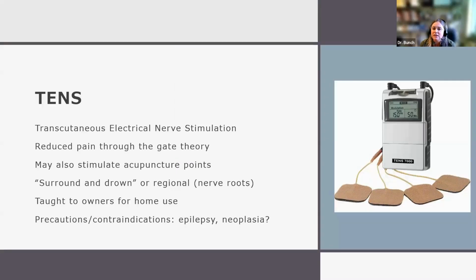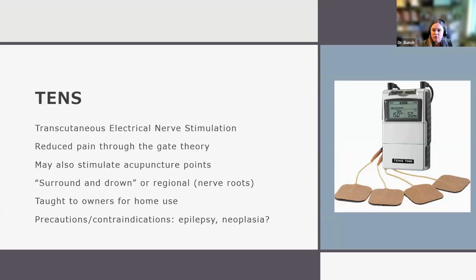TENS, so transcutaneous electrical nerve stimulation. Some of you may have used these on yourself, especially when you're dealing with back pain. This is working through reducing pain again through that gate theory, giving that other stimulus, which acupuncture often is said to have a TENS-like effect, as we're utilizing it that way. It may also stimulate acupuncture points if we have this over those regions. Typically, we can use this in two different ways. You can apply these little pads to either the nerve roots or, for more regional, where you're innervating in the area you want to do.